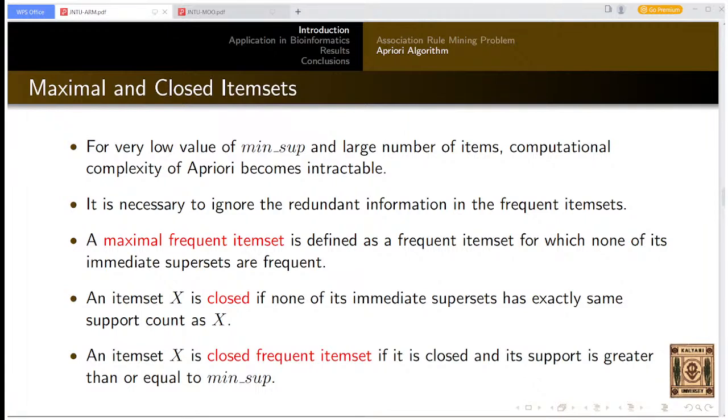So an item set, this bread butter, will be called closed if none of its supersets has equal support to this one. That means all its supersets have smaller support value than this. Then that item set will be called a closed item set. And if an item set is closed as well as frequent, then it is called a closed frequent item set. Okay? So this is the relationship actually.